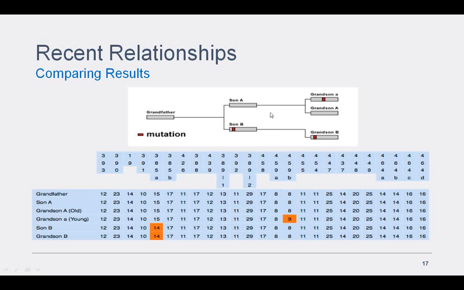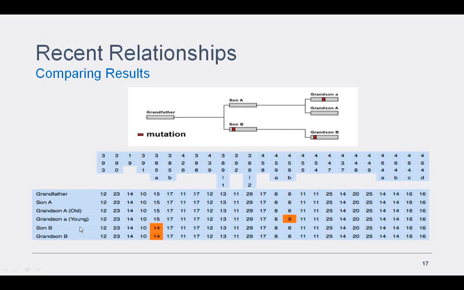So in this case, we're comparing son B or grandson B and grandson little a. Remember, there was a mutation in each of them at different markers. You have to look here, and so one has 15, one has 14 at this marker. So there's one difference. And then when we go up here at this marker, now there's another difference between the 9 and the 8. So there are 2 differences here between grandson little a and son B.